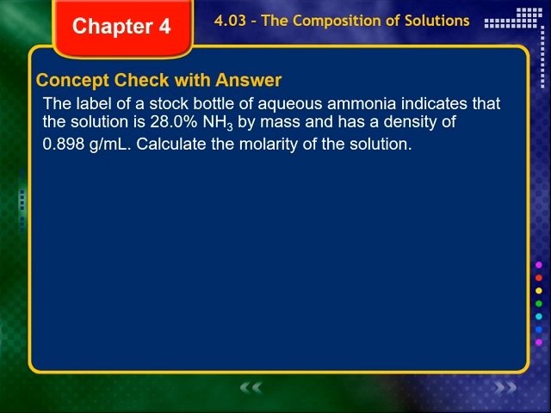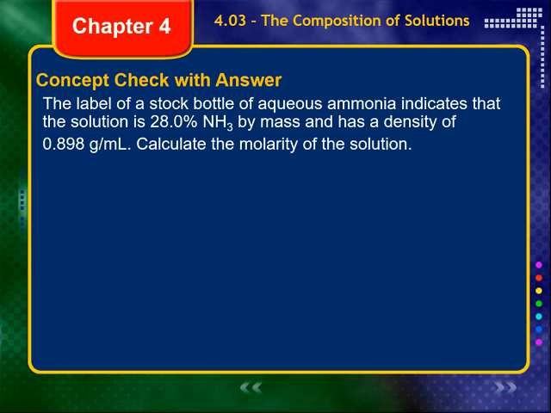So the label of a stock bottle of aqueous ammonia indicates that the solution is 28% ammonia by mass. Okay, well, what's by mass? That's a clue right there. It has a density of 0.898 grams per milliliter. Calculate the molarity of the solution.